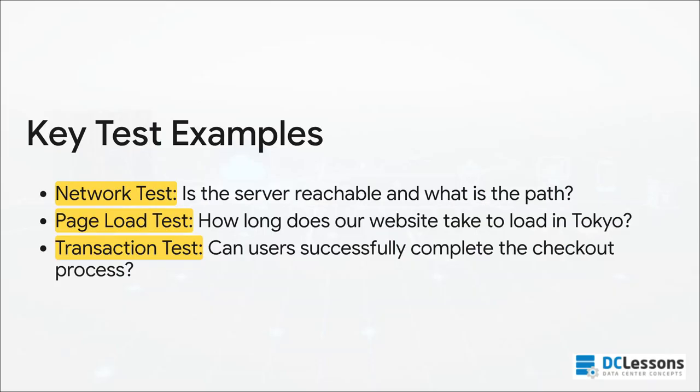So to put this in real-world terms, a network test answers the basic question, can I even get there and what's the path? A page load test asks, how painful is it for a user in Tokyo to load our website? And a transaction test, which is so critical for business, answers the question, can people actually log in and buy stuff on our site?